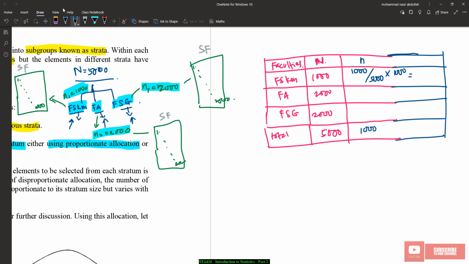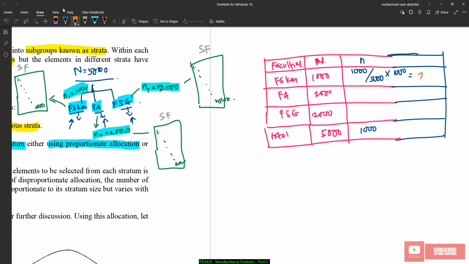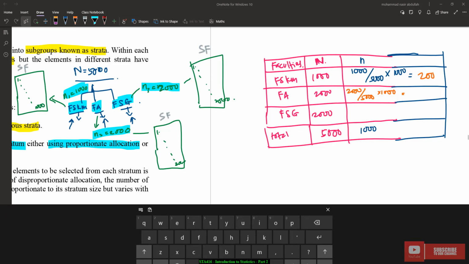It should be how many? Hey, how many is this? 200, sir. Yes, 200. So for FSKM, out of 1,000, you're going to select only 200 respondents. So for faculty accountancy, 2,000 divided by 5,000 multiplied by 1,000. So you're going to select how many? 400. Right? It should be equal to 400.